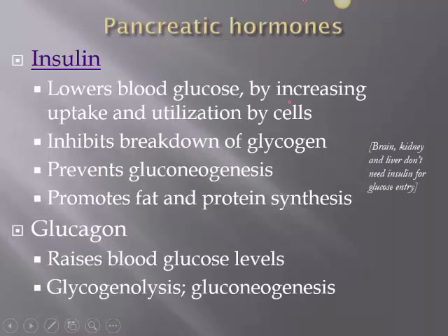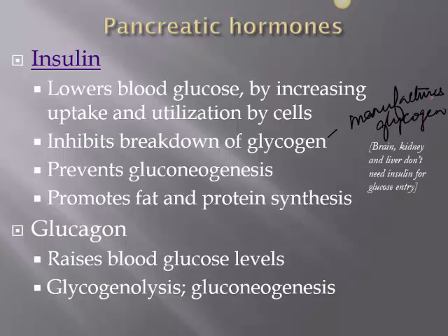So let's look at some of the functions of insulin. It lowers blood glucose, and it does this by making sure the uptake pushes the glucose into the cells, and then in the cells that glucose is utilized; it's broken down into ATP, carbon dioxide and water. It inhibits breakdown of glycogen. Instead, it causes storage of glycogen. It manufactures glycogen, so it prevents breakdown, and makes sure excess glucose is converted into glycogen.